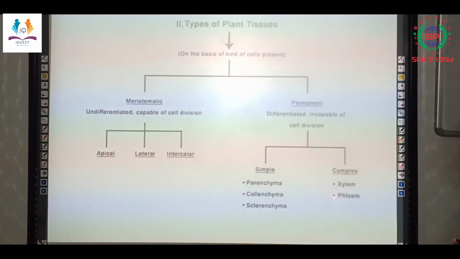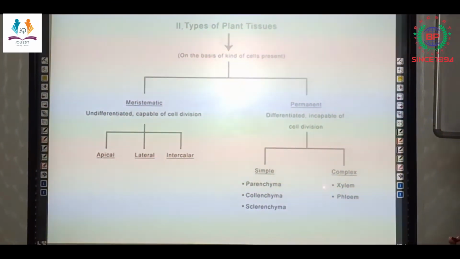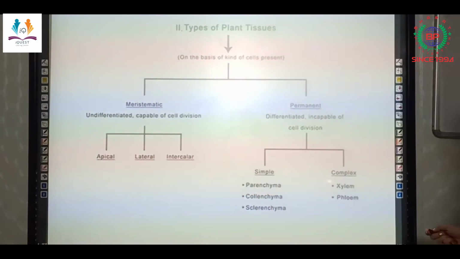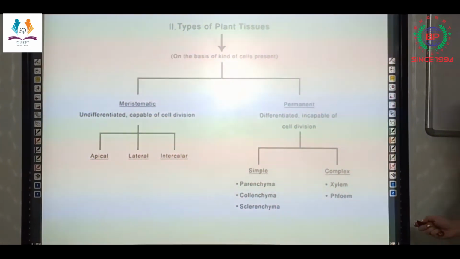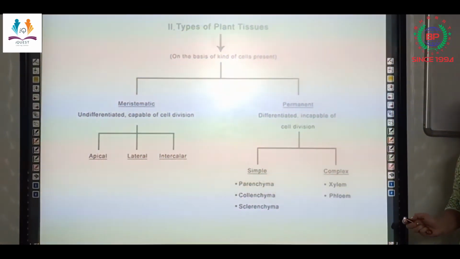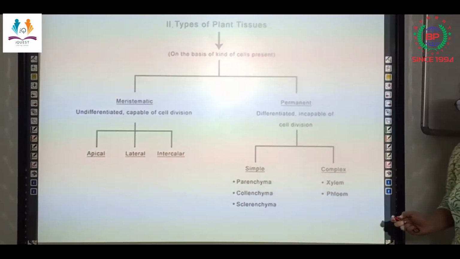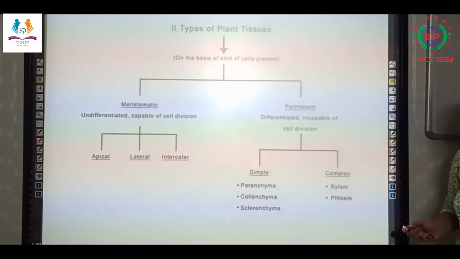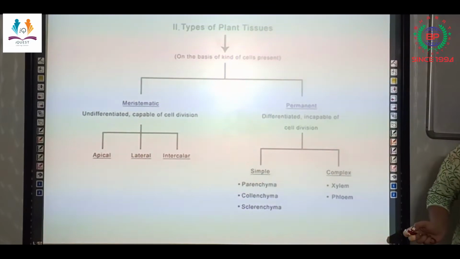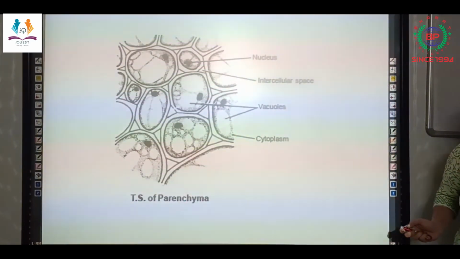You have heard about these terms. These are the vascular tissues which help in the transportation of water as well as food. Now, we will start with the first tissue, that is the parenchyma.